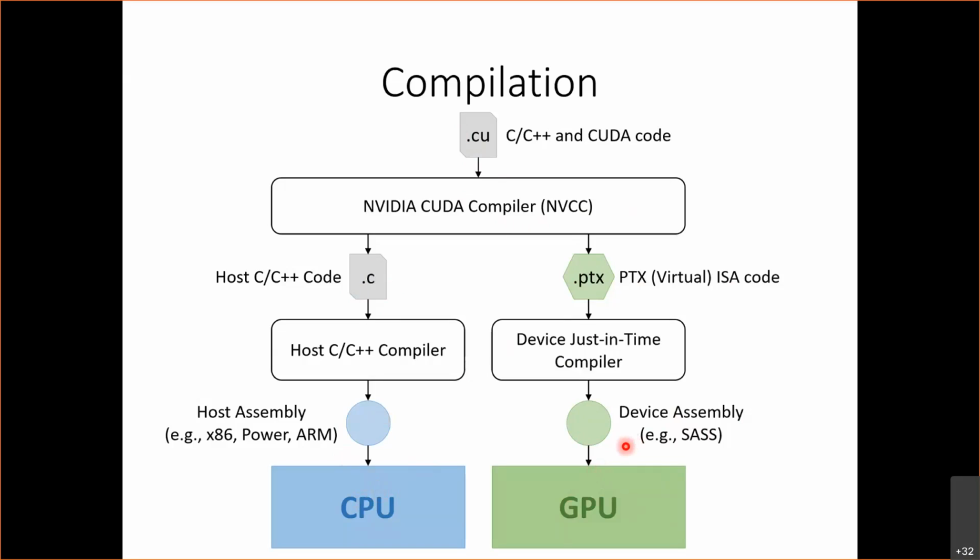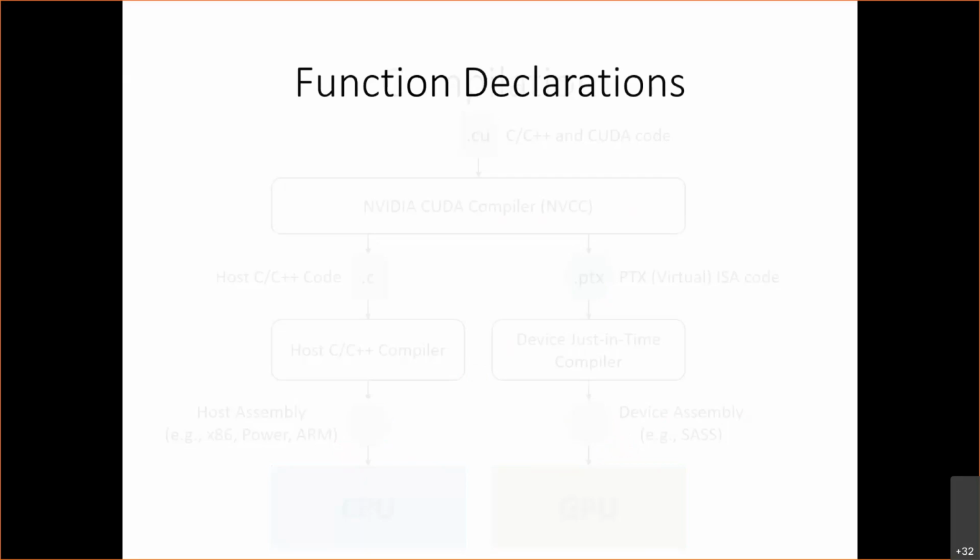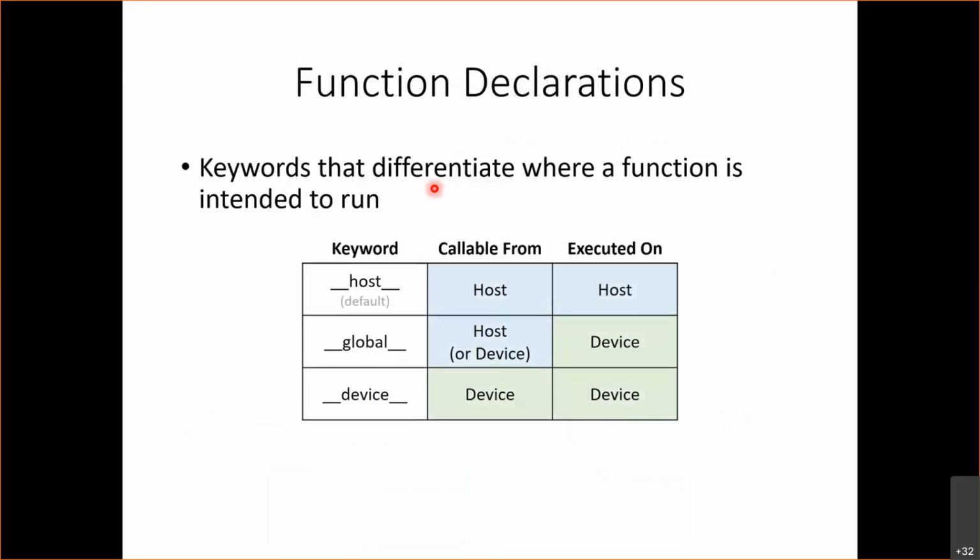How does it know? Yes. Someone's asking, how does it know what code goes to the CPU and what code goes to the GPU? Well, it knows from these function declarations. And actually, that was the next slide. So we have keywords that differentiate where a function is intended to run. Okay. We saw the global keyword. The global keyword indicates that this is a kernel function that is called from the CPU, or the host, and that is executed on the GPU.